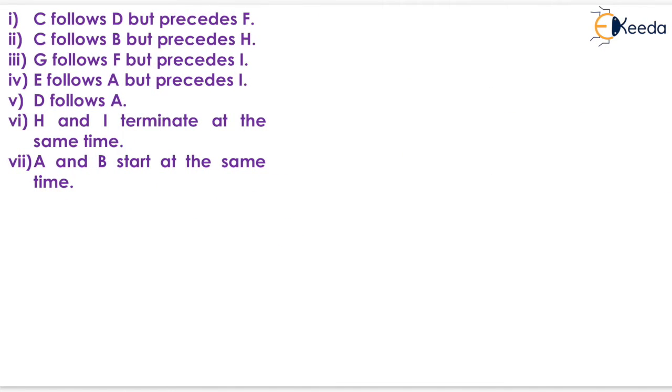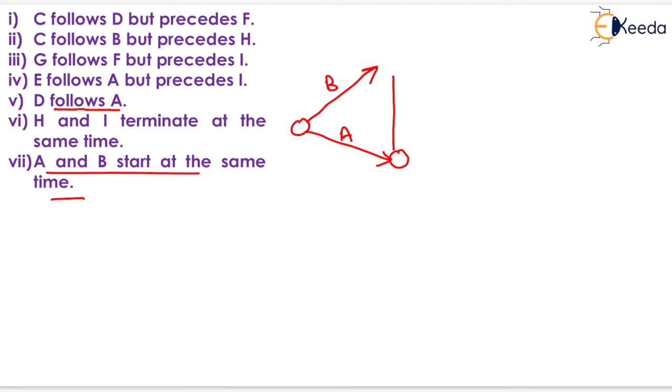Now in this relationship, A and B start at the same time. It means that A and B are the starting activities. So we will draw A and B just like this. D follows A. So we have to follow the A for drawing activity D, that is like this. Now next condition will be C follows D as well as C follows B.